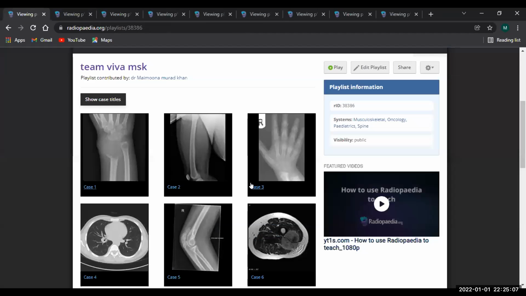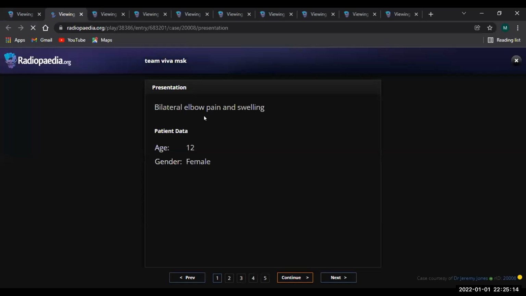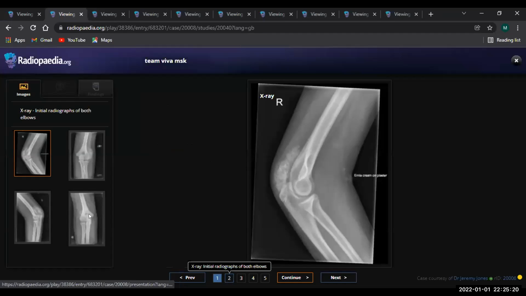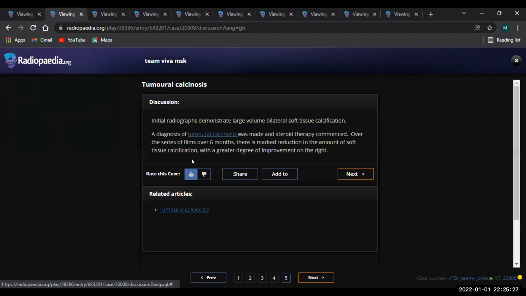These were the cases. This one, yeah, the elbow one. This is a bilateral elbow pain and swelling. And this was the radiograph of bilateral periarticular calcifications, and so this is a case of tumoral calcinosis, and they normally regress when steroid therapy is commenced. And in the subsequent radiographs, they have shown that they have reduced.